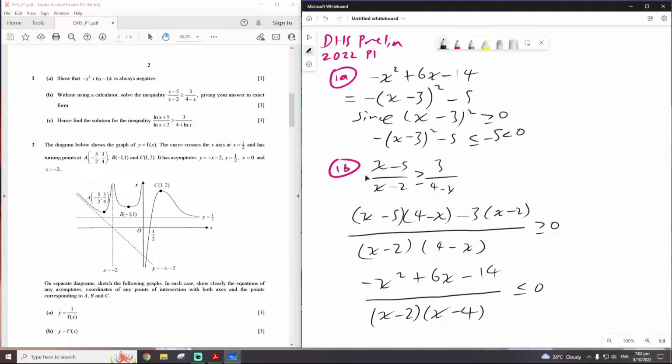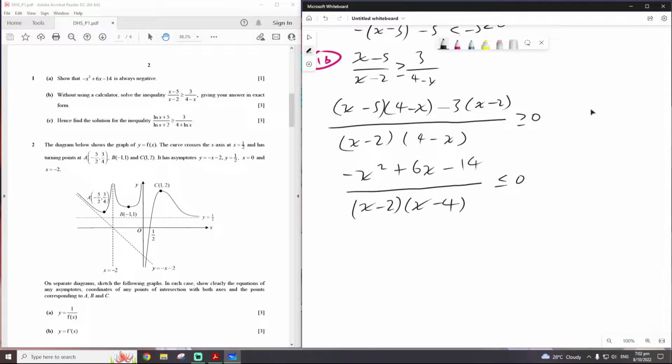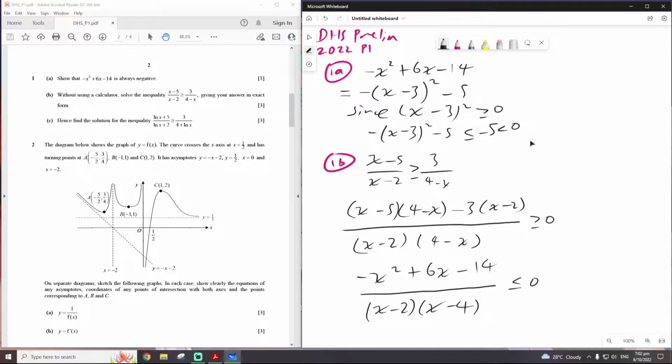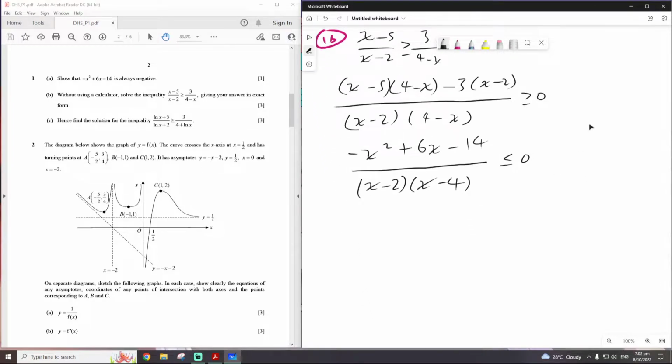Okay, then you'll notice actually this is the exact same as what we proved in part 1a. So this is from part 1a. Negative x squared plus 6x minus 14 is less than 0 for all real numbers of x.